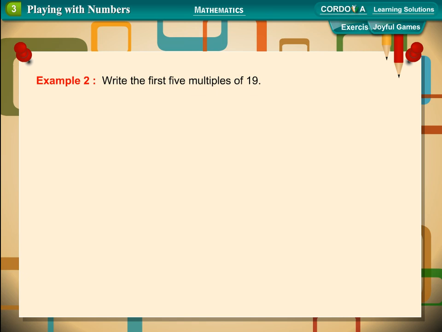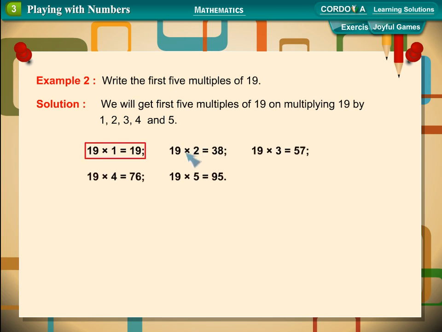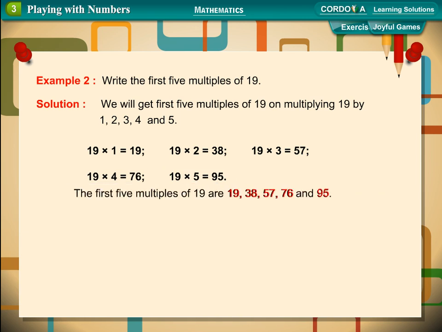Example 2. Write the first 5 multiples of 19. Solution. We will get the first 5 multiples of 19 on multiplying 19 by 1, 2, 3, 4 and 5. 19 into 1 is equal to 19. 19 into 2 is equal to 38. 19 into 3 is equal to 57. 19 into 4 is equal to 76. 19 into 5 is equal to 95. The first 5 multiples of 19 are 19, 38, 57, 76 and 95.